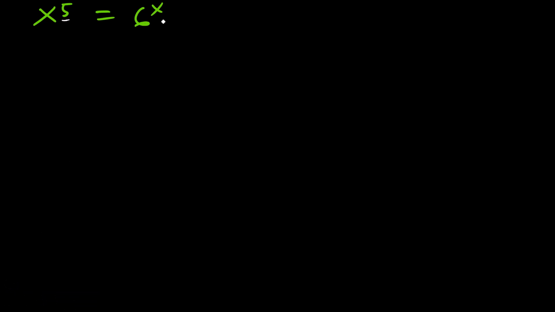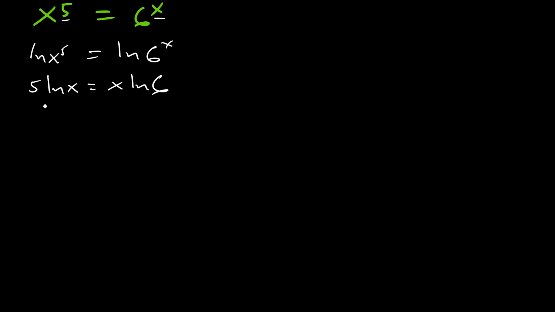So let's bring this one down. So we have ln of x raised to 5, ln of that. We have 5 times ln of x, then x times ln of 6. Now let's join this one to this. Let's group the ln of x and x on one side.